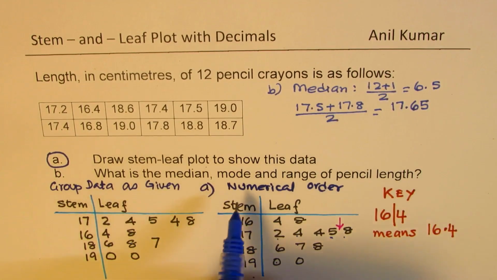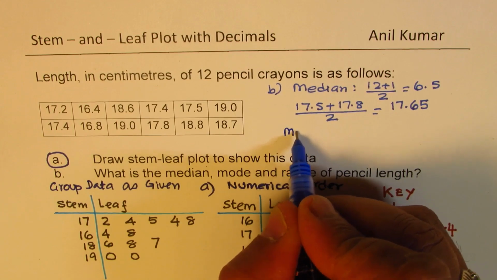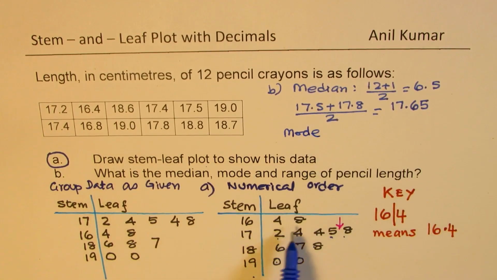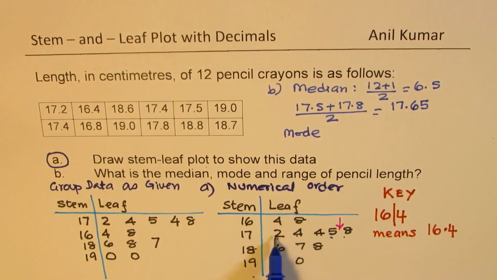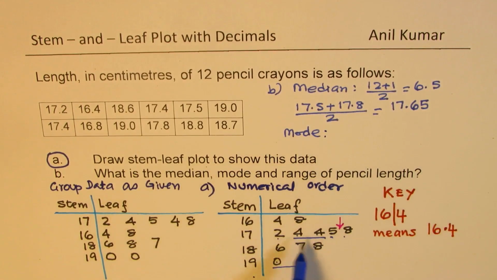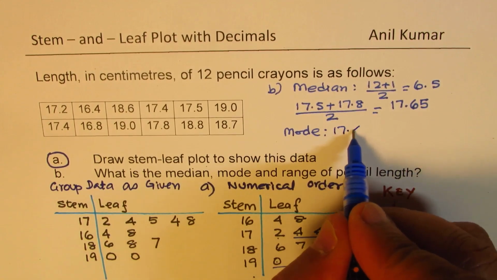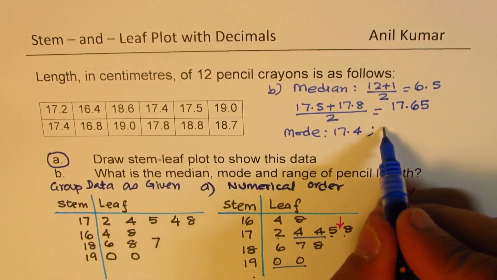Okay, let's look into the mode now. In this case, how many values are repeating in the leaf? That is what you need to see. In any row, we have these two 4s repeating, right? And here we have two 0s repeating. That means we have two modes in this case. One mode here is 17.4. The other mode here is 19.0.